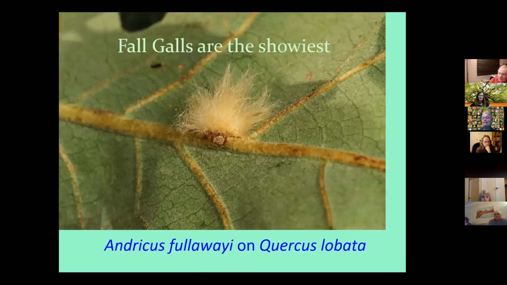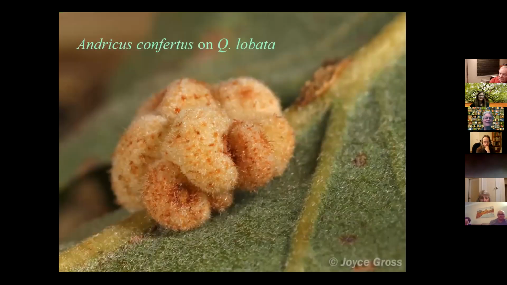Okay, the fall galls are the showiest. They have to overwinter, and here's one that's my favorite, Andricus fulawei. We're looking at Quercus lobata galls. I'll just go through this quickly because I want to give us all somewhat of a break at some point tonight. Okay, Confertus, also a leaf gall. This is multiple chambers. So this is a polythalamus gall. Each one of these is going to have a separate, or we could say it's a gall made up of a bunch of separate chambers.